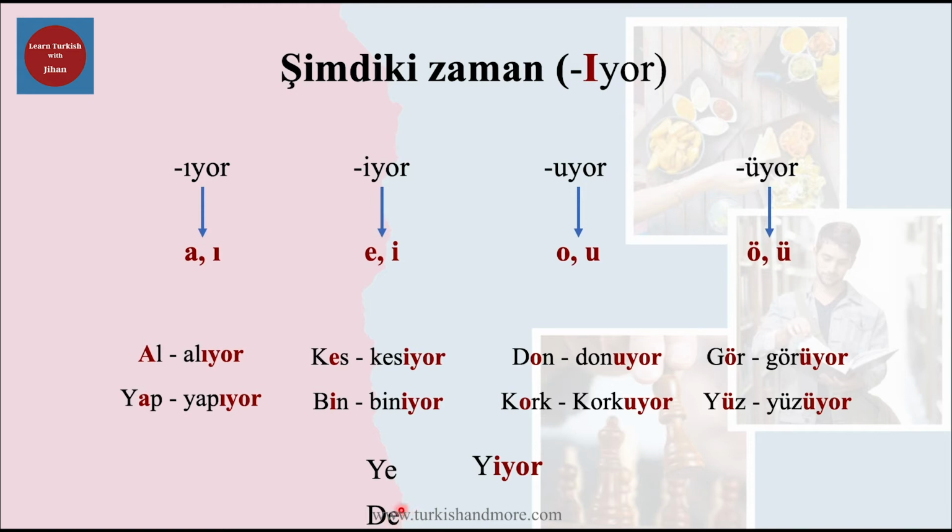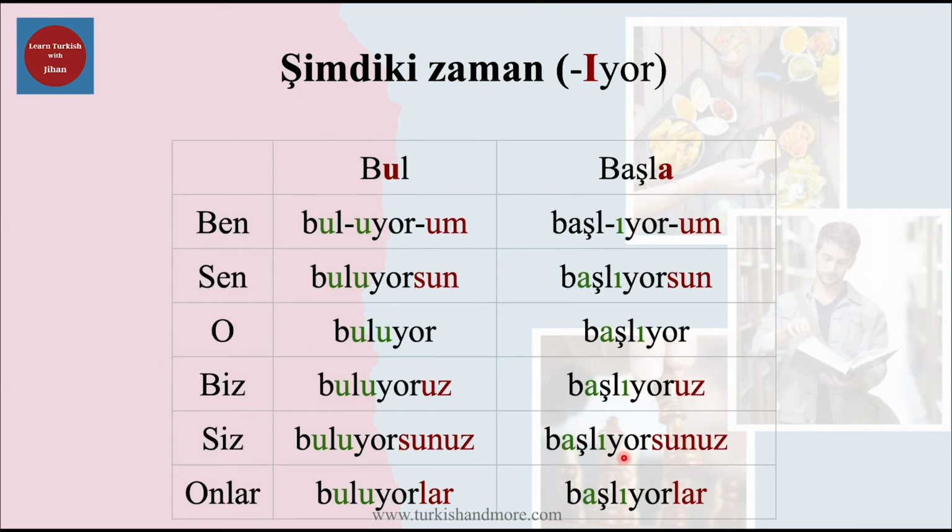Same, it ends with an e, drop it, cancel it, throw it, and add the suffix. Iyor. So, diyor. He is saying, she is saying, or it is saying. Here I have a table as an example with all the pronouns in Turkish with the verb bul, find, başla, start. Let's start with the first one.